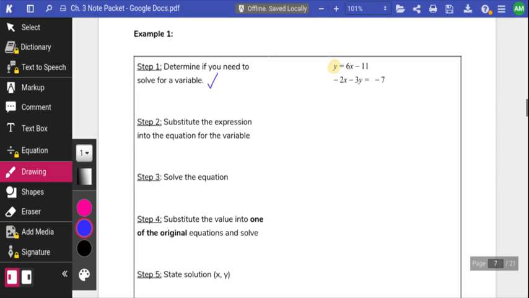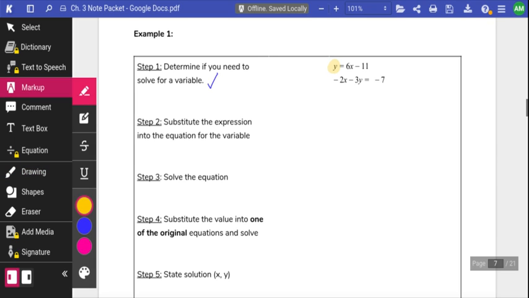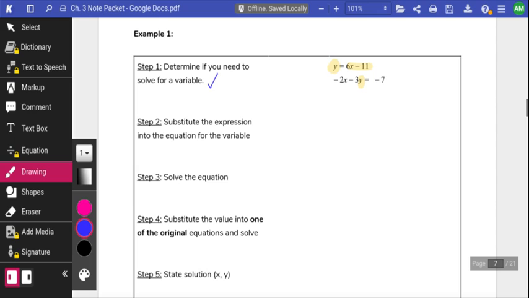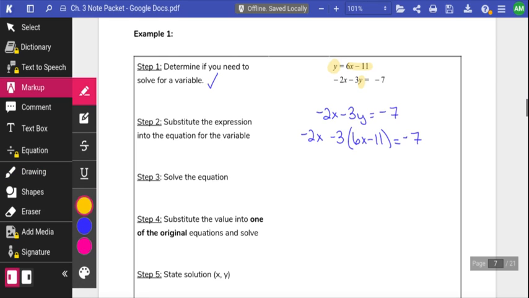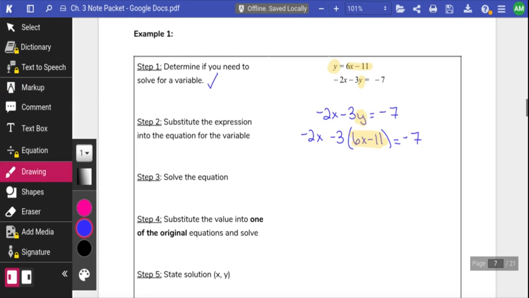Next, I'm going to substitute my expression into the equation for the variable. So this one says y equals 6x minus 11. That means that where I see a y in my second equation, I'm going to put in 6x minus 11. So I'm going to rewrite my second equation, but now I'm going to substitute, again using parentheses every time I substitute, 6x minus 11 where that y was. Now, that's step 2.